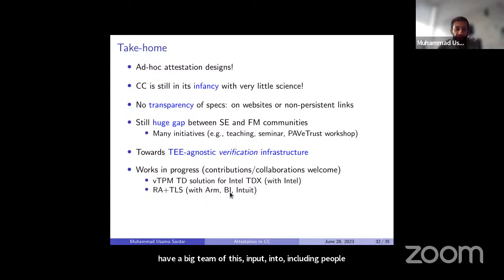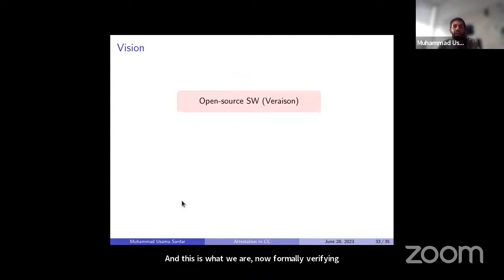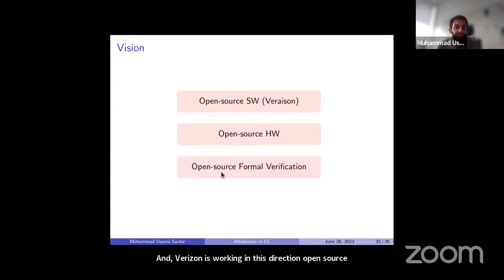including people from ARM, Barkhausen Institute, and Intuit, where we are trying to extend the guarantees and have remote attestation included within the handshake of the TLS protocol. There is a corresponding draft by the ARM people, and this is what we are now formally verifying as well. So the high-level vision of this work is to have open source software, which one can then test and verify, and Verizon is working in this direction. Open source hardware, where OCP is working in this direction. And finally, open source formal verification, where we are contributing.